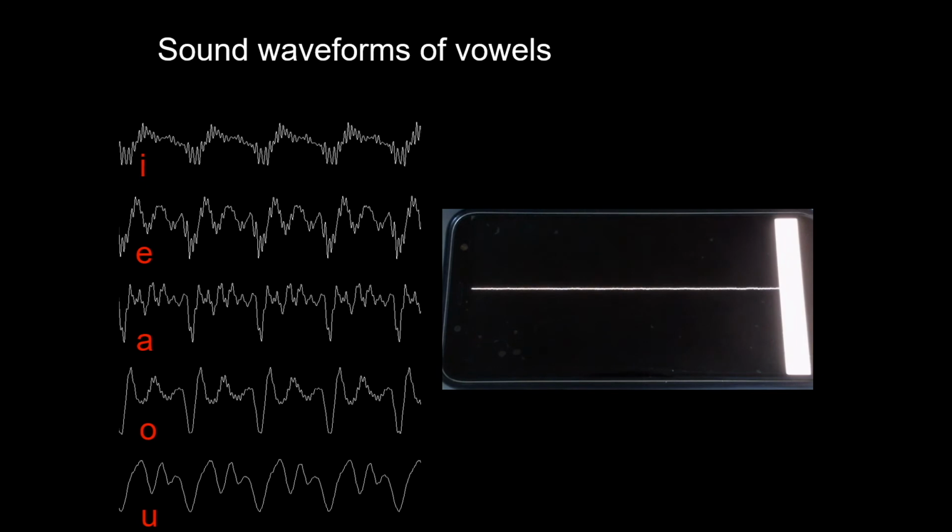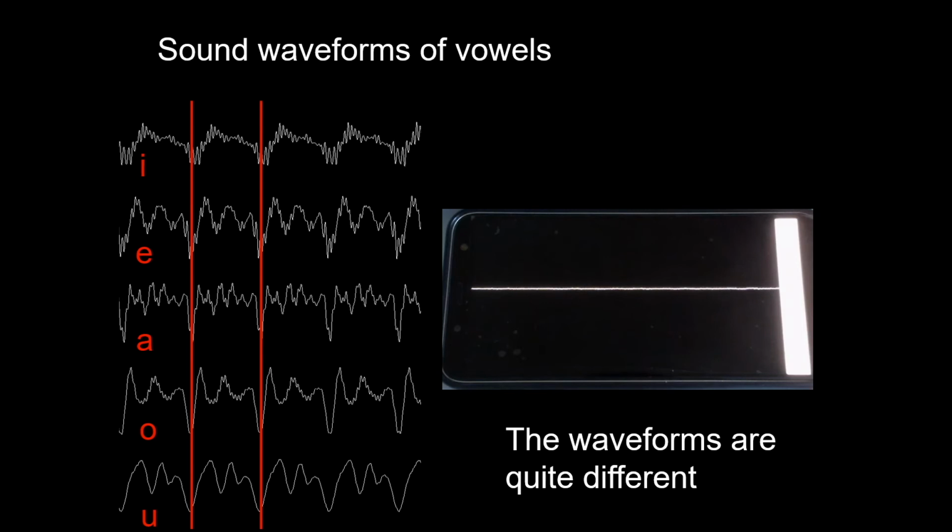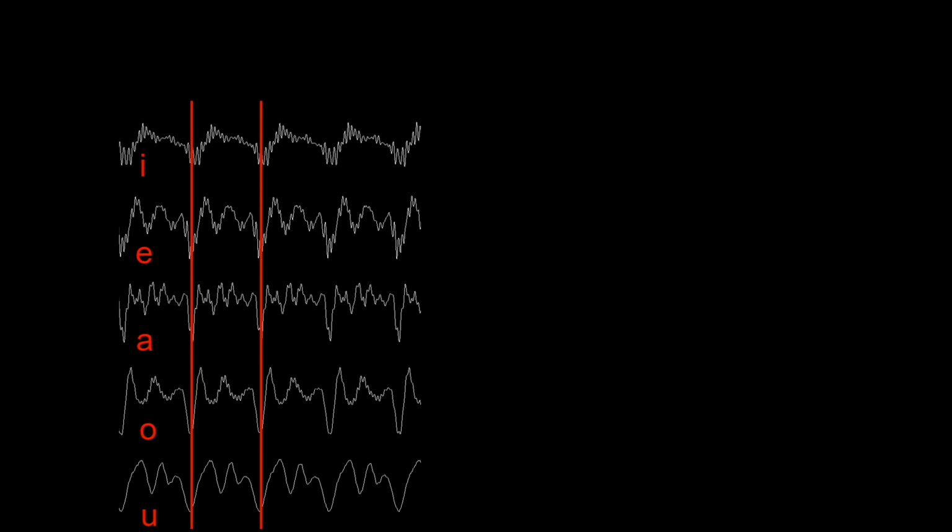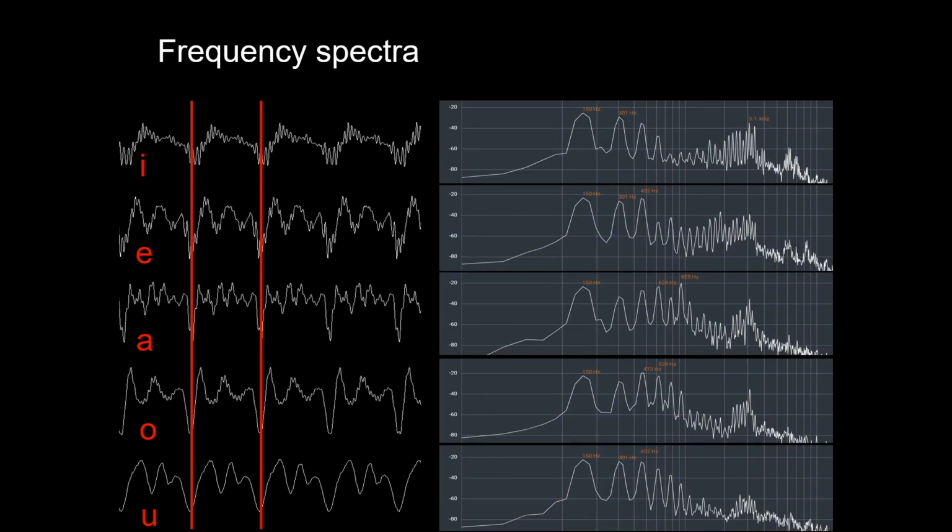Because I'm singing the same musical note, all the waveforms have the same period, meaning that all the sounds have the same frequencies. But we can see that the waveforms look very different for the different vowels. Here are all the frequency spectra of the different vowels. The fundamental frequency is about 150 Hz, corresponding to the E flat note.